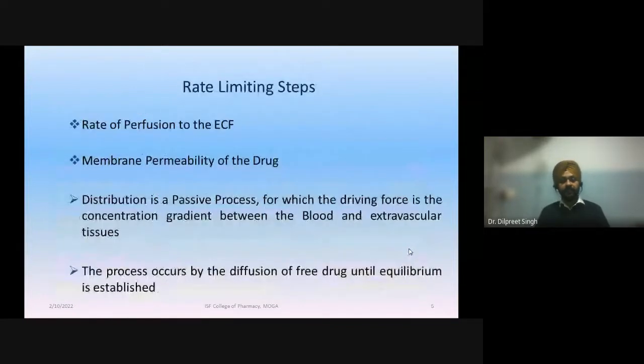So what is the rate limiting step? The rate limiting step involves the rate of perfusion to the ECF and the membrane permeability of the drug. Distribution is basically a passive process for which the driving force is the concentration gradient between the blood and the extravascular tissues. This process occurs by the diffusion of the free drug until an equilibrium is established between the peripheral and the central compartment.